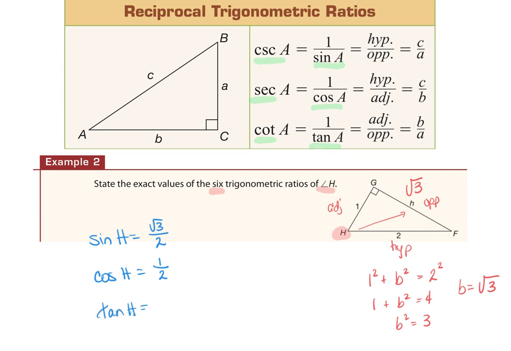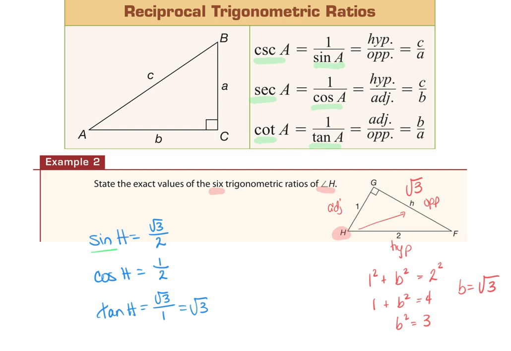Tangent of h is going to be opposite, square root of 3, over adjacent, which is 1. We're going to reduce that to square root of 3. All right? It wants all 6 of them. So what I do is I write my reciprocals to the right of it.